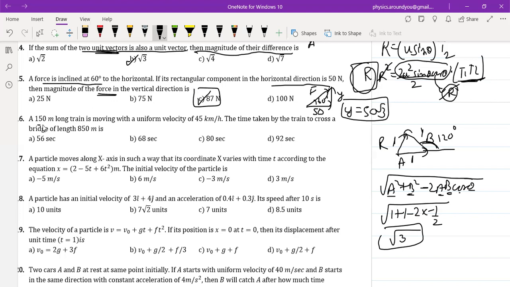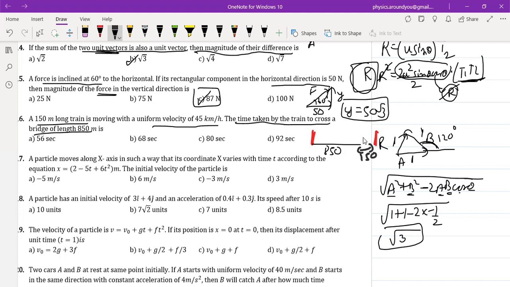Next, a 150-meter long train is moving with uniform velocity of 45 kilometer per hour. What is the time taken by the train to cross a bridge of 850? What we do is we will represent the head of the train by the red line and the bridge by 850, right? Initially, the head of the train is at this left side. After completely crossing, the head of the train would be over here, whereas the entire train length, 150, would be here. This is the instant when the back end of the train is at this side. That is the instant when I see the train has completely crossed.